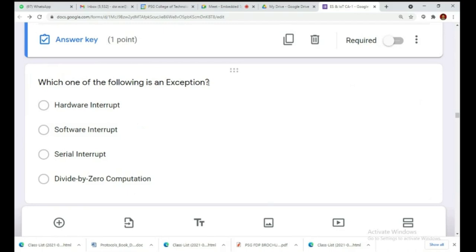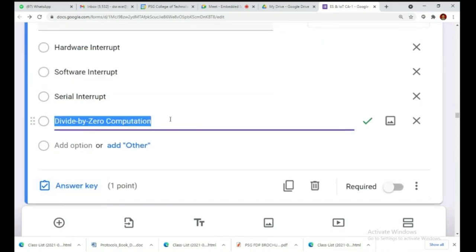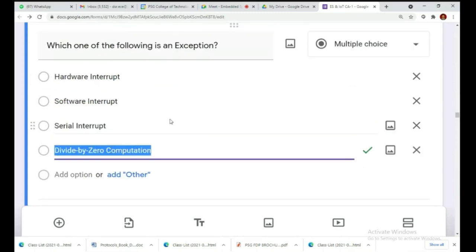So a very good example for an exception is a divide by zero error, divide by zero error in all the digital devices. So which one of the following is an exception? Divide by zero is an exception. So interrupt and exception both are not the same.